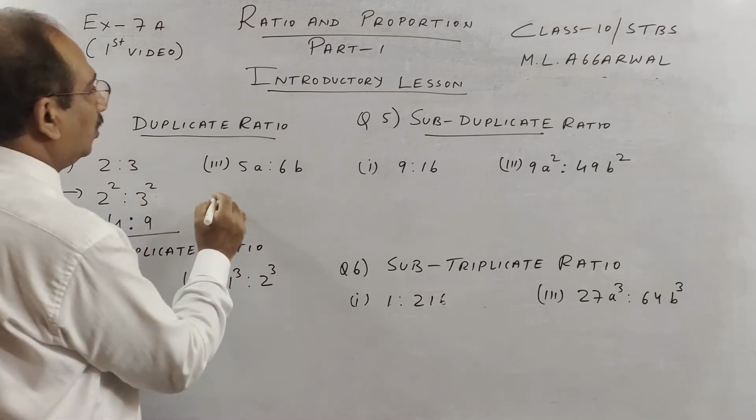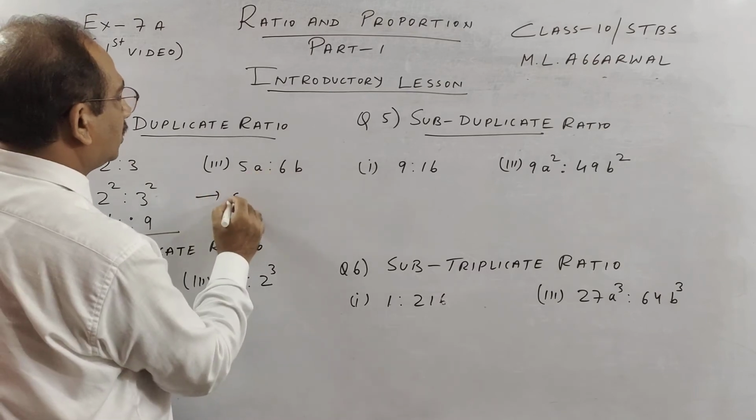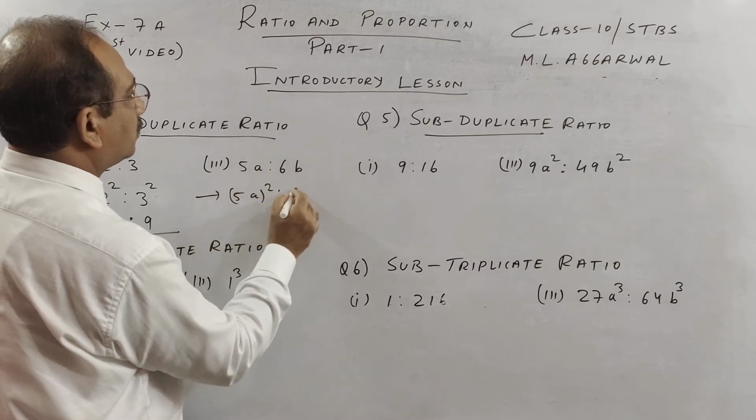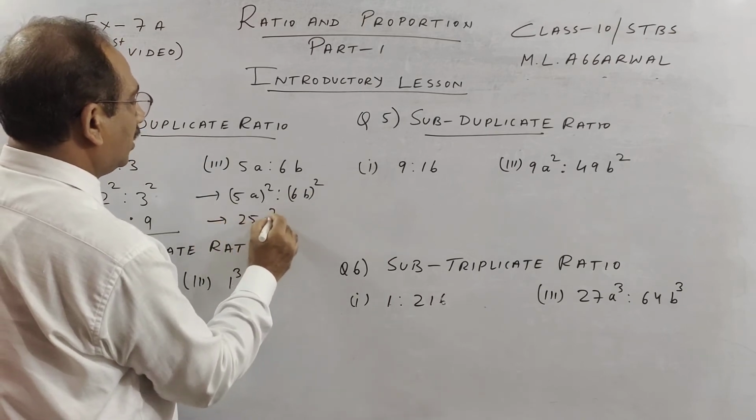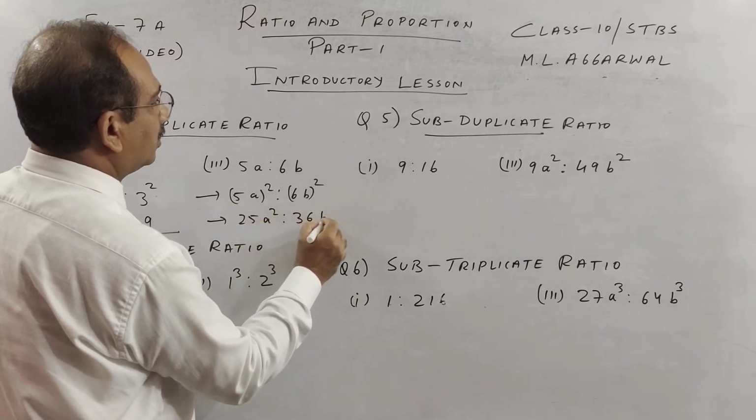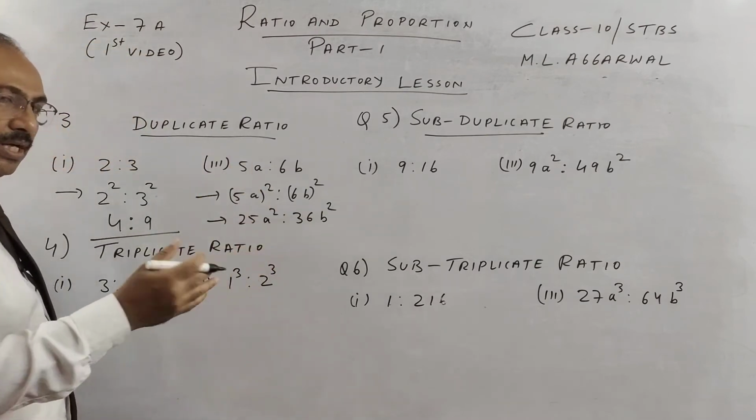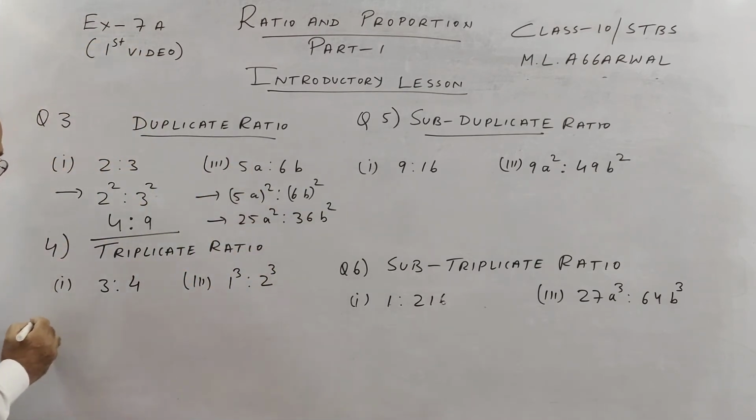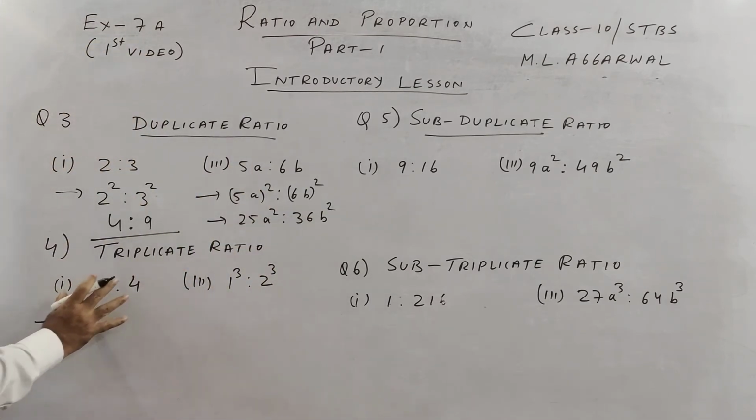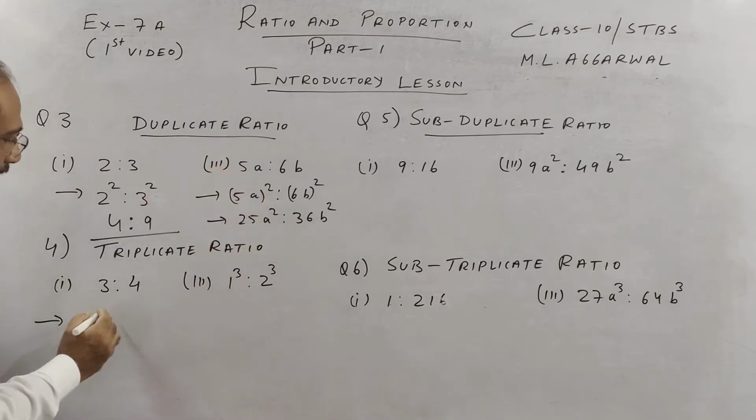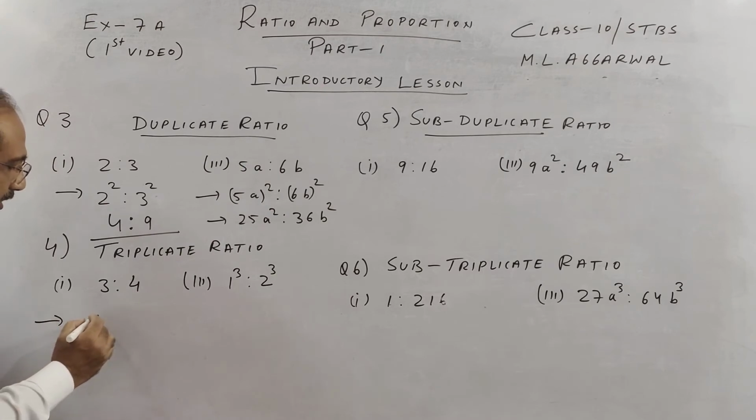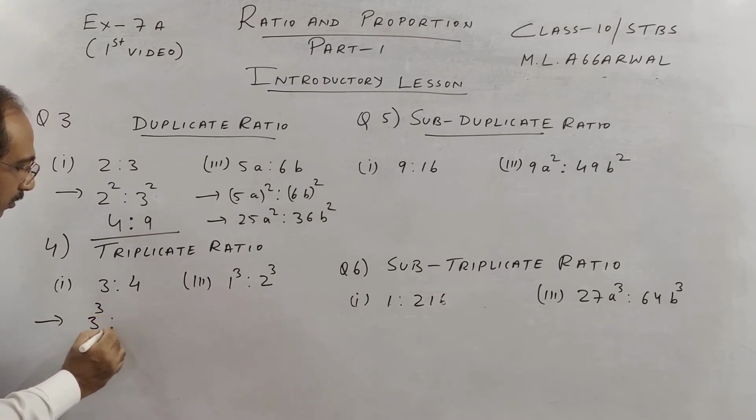So we square them. So here you write duplicate ratio of this is 5a square is to 6b square. So this will be 25a square is to 36b square. So duplicate means square, as I have given you the concept. Triplicate means write triplicate ratio of this, because don't write equal to. They are not equal to, children. So this is cube, right? Triplicate ratio of this is cube, as I told you.